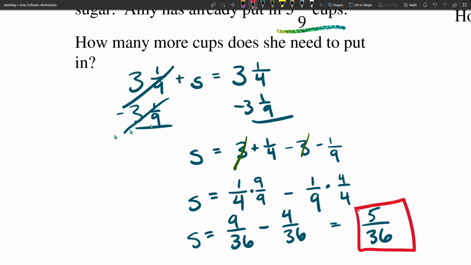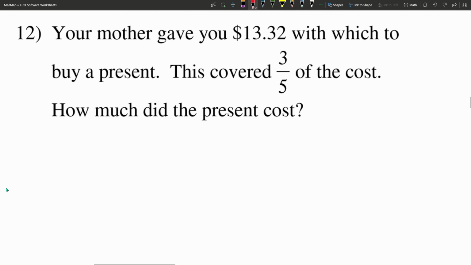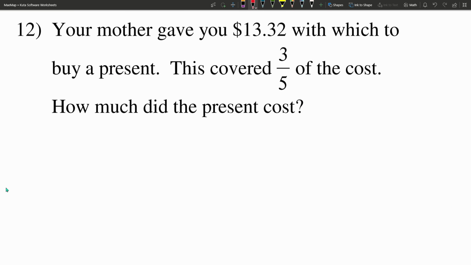Let's move on to number 12. For number 12, it says your mother gave you $13.32 with which to buy a present. This covered 3/5 of the cost. How much did the present cost? So in this equation, we're actually going to have a mix of decimals and fractions. But that's okay because we know how to convert between decimals and fractions.